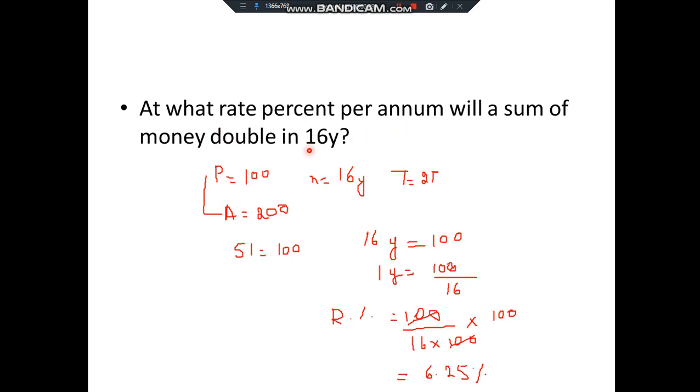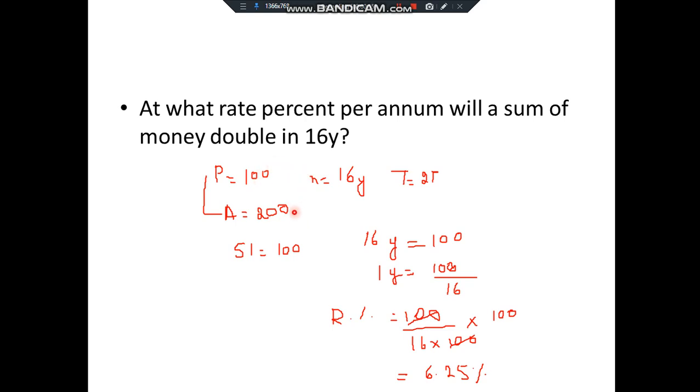N is equal to 16 years is given. We have to find the rate %, and they have given that a sum of money doubles in 16 years. We don't know the sum of money. Let us consider it to be 100. Either you can keep it as 100 or X, it is up to you. I am taking it as 100. They have given that the sum of money doubles in 16 years, which means after 16 years it becomes 200.